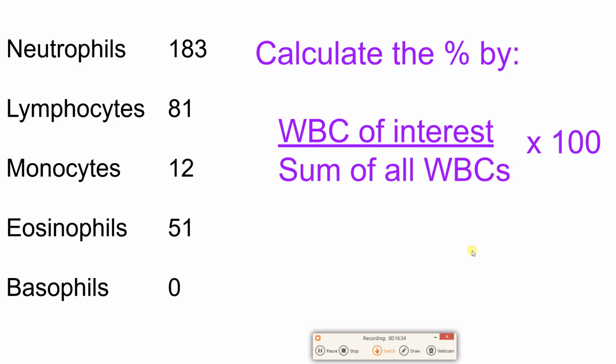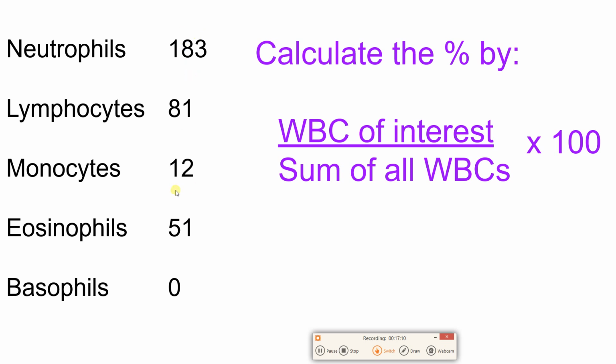All right, one final thing to talk about. This is our last topic in this video. So one of the things that can be done is you can look at a blood sample and count the number of different white blood cells that you're seeing. For example, suppose we had a blood sample and we counted 183 neutrophils, 81 lymphocytes, 12 monocytes, 51 eosinophils, and no basophils.